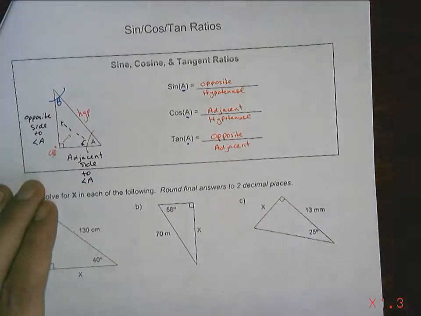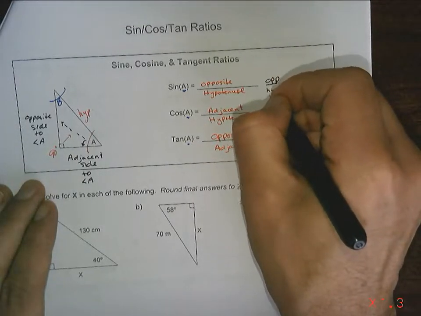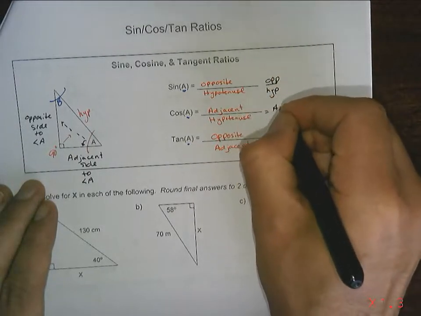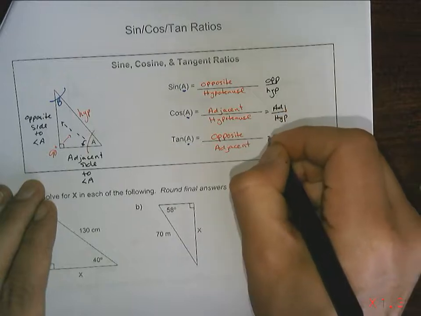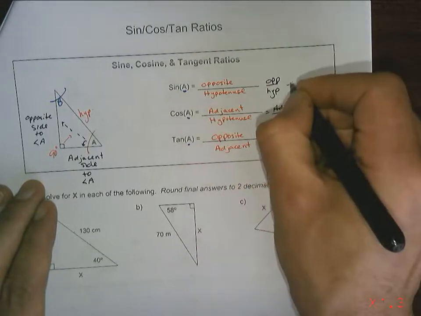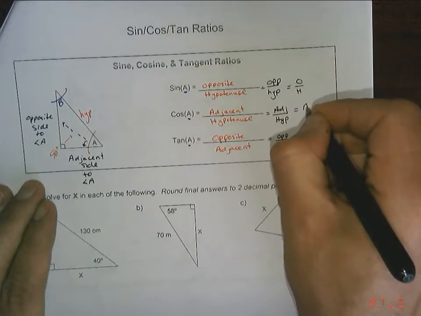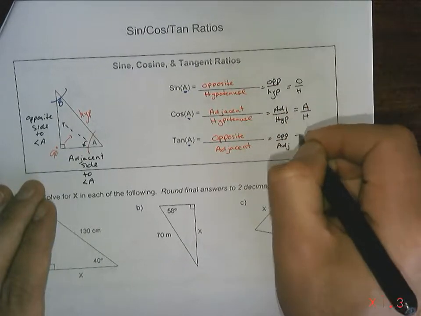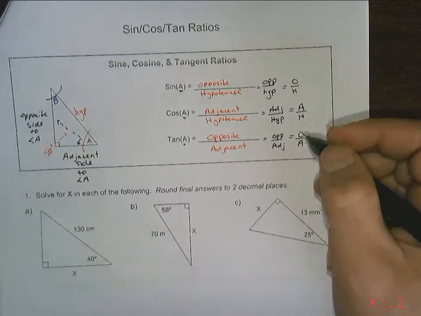Now we can shorten that. We can make it shorter. We can say opposite over hyp, adjacent over hyp, and opposite over adjacent. And that can be shortened even more: O over H, A over H, and O over A. As long as we know what the O and the A and the H stand for, we're okay.